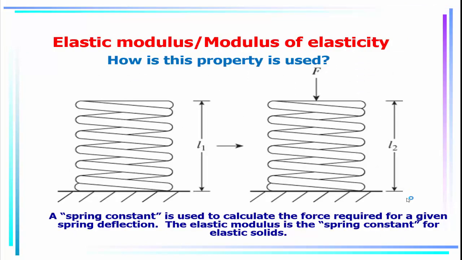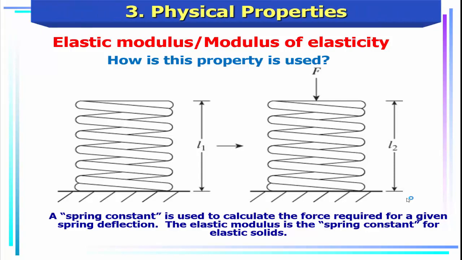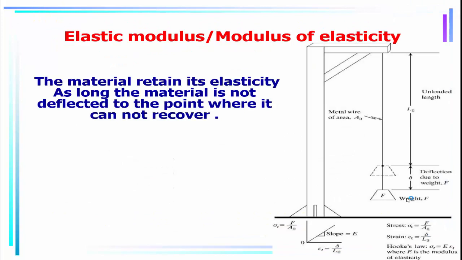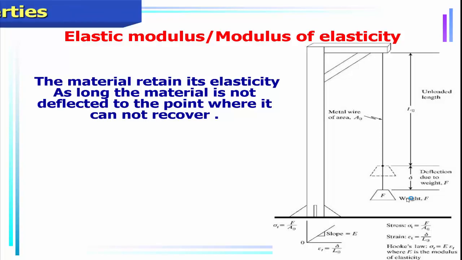So how is this property used? Simply, a spring constant is used to calculate the force required for a given spring deflection, and the elastic modulus is the spring constant for elastic solids. So the material retains its elasticity as long as the material is not deflected to the point where it cannot recover.